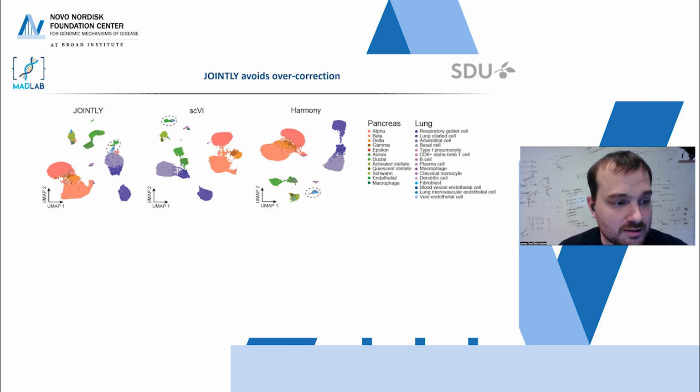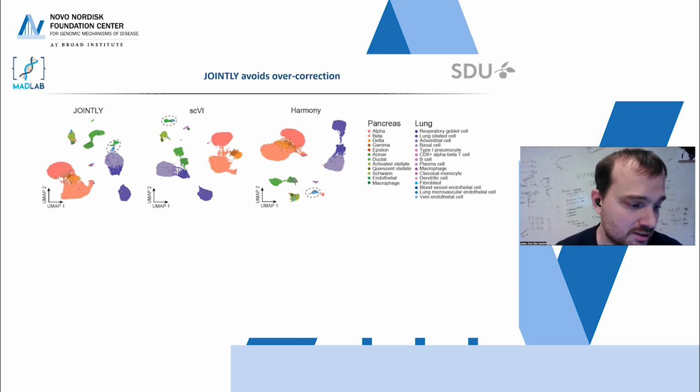So these in blue here, we have endothelial cells from the lung, and in green here, we have endothelial cells from the pancreas. And we can see that jointly and SCVI are actually keeping those two mostly separated, whereas Harmony is integrating them on top of each other.